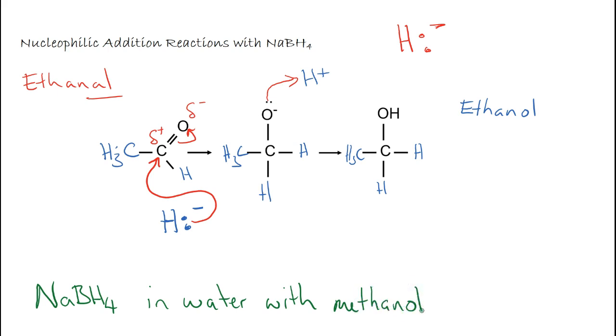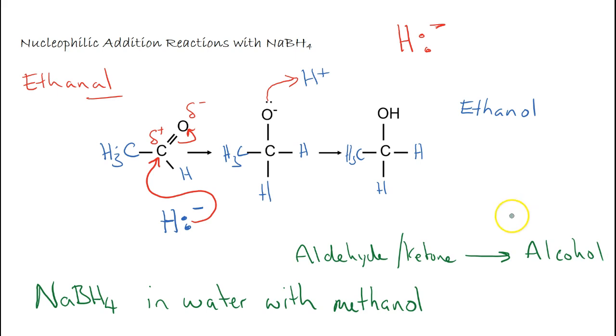Overall, we've added hydrogen, and we can also describe this as a reduction reaction. And we're going from the aldehyde or ketone to the respective alcohol. If we've got an aldehyde going, then we end up with a primary alcohol, and if we have a ketone being reacted, we end up with a secondary alcohol. So the aldehyde goes to a primary, and the ketone we end up with the secondary alcohol.